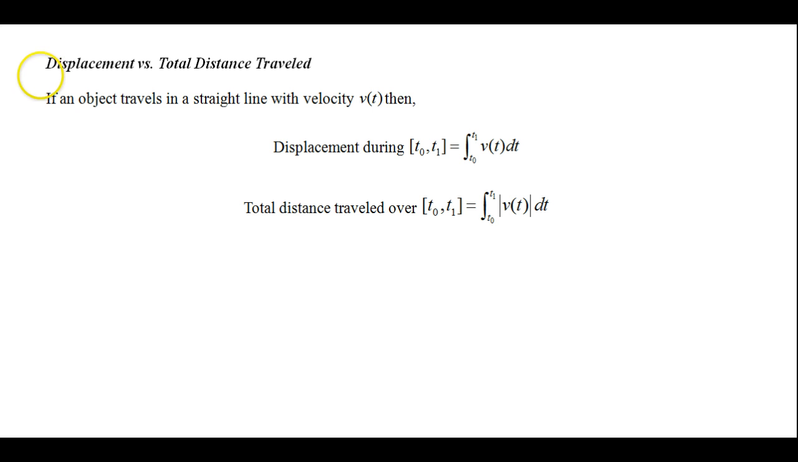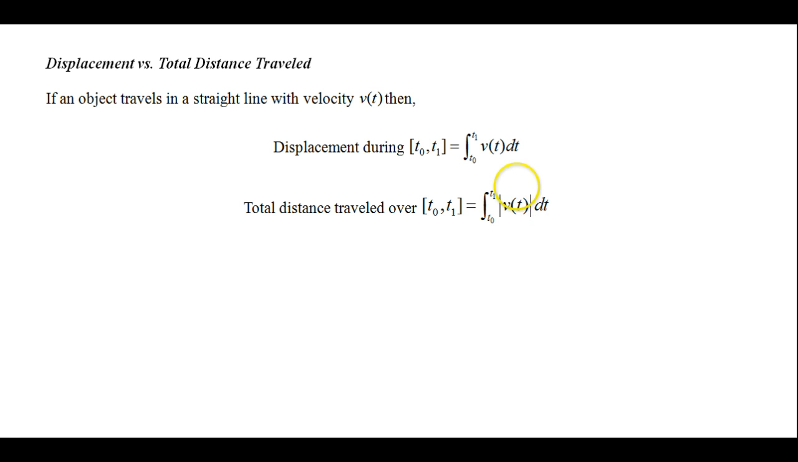Alright, so we did start off the chapter talking about being given a velocity function, and often we will be given the rate as a velocity function and asked to find either displacement or total distance. If an object is traveling in a straight line with a velocity function v of t, then the displacement during the time frame between t0 and t1 is given by the integral from t0 to t1 of the velocity function v of t dt. And the total distance traveled over the time interval from t0 to t1 is the integral from t0 to t1 of the absolute value of v of t dt.